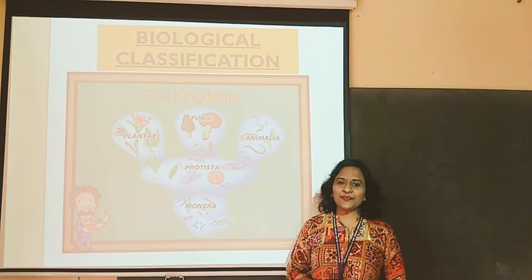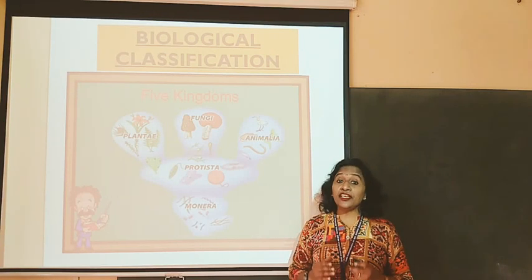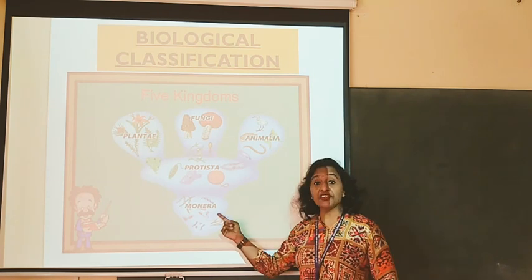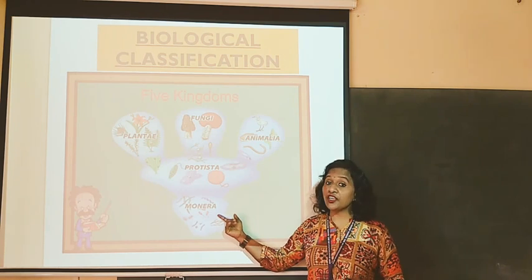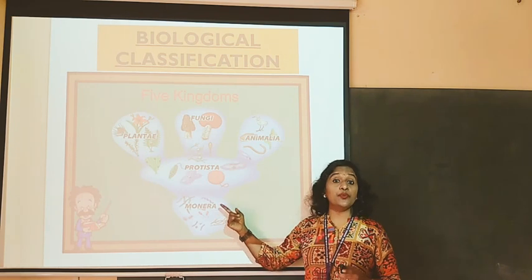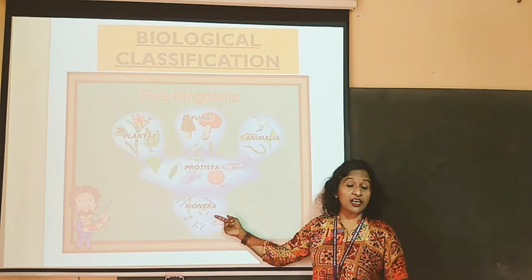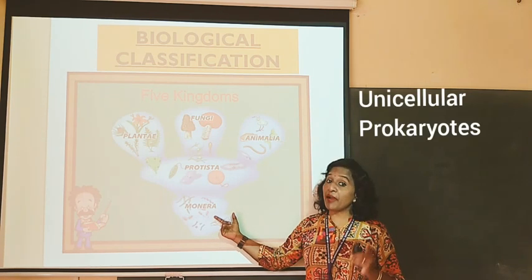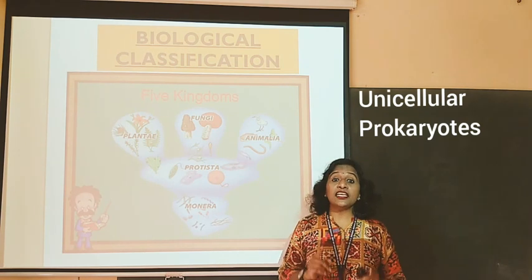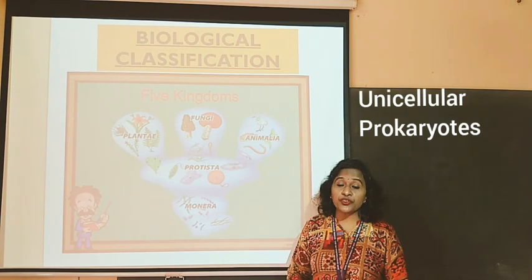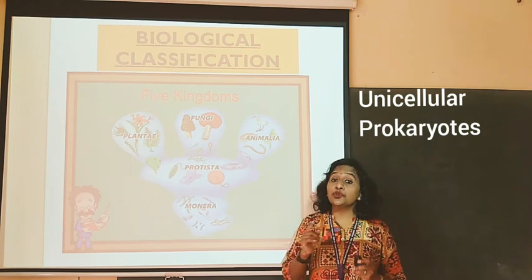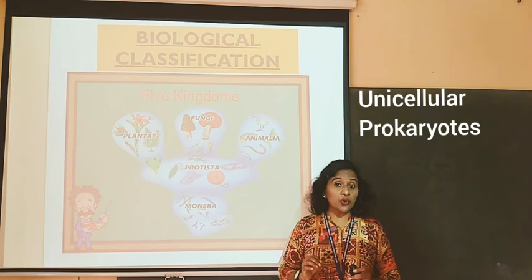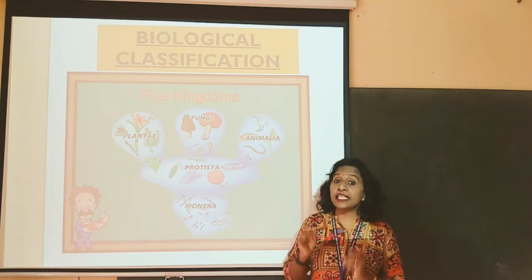Welcome back, students. In the last video, we discussed various salient features of kingdom Monera. We should recall that the organisms belonging to kingdom Monera were all unicellular in nature, right? They were microscopic and they were prokaryotic organisms, which do not have a proper nuclear membrane. So, the DNA here is naked.